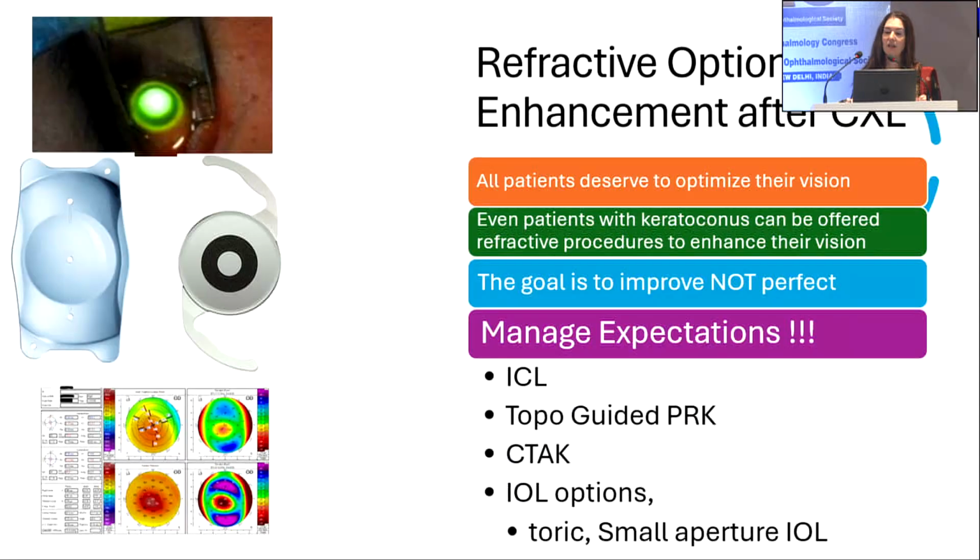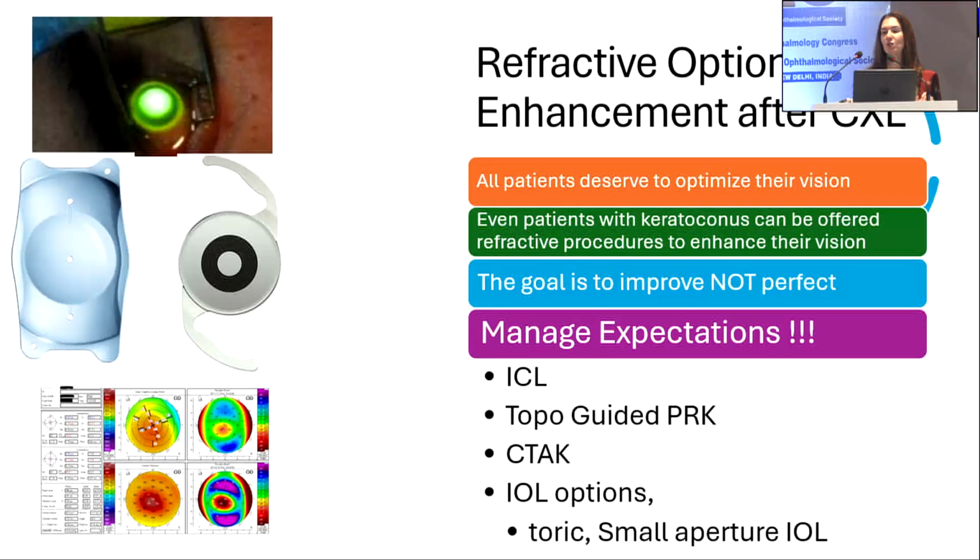So essentially, in summary, there are refractive options for patients with keratoconus. All patients deserve to optimize their vision. Even patients with keratoconus can be offered refractive procedures to enhance their vision. The goal is to improve and not perfect.